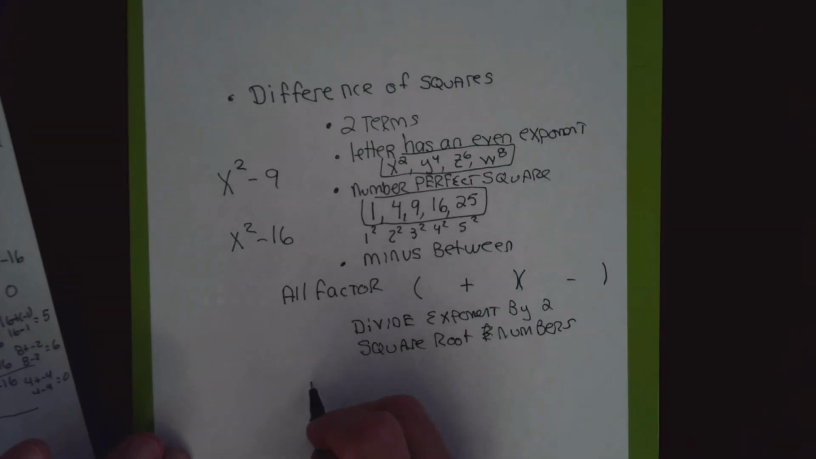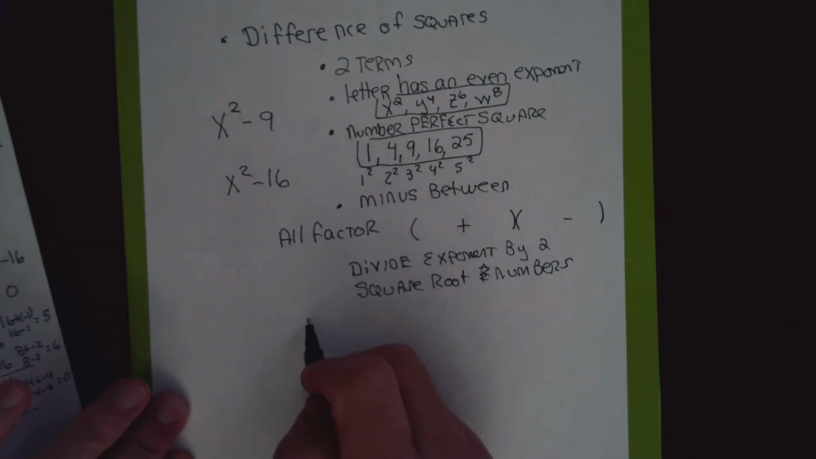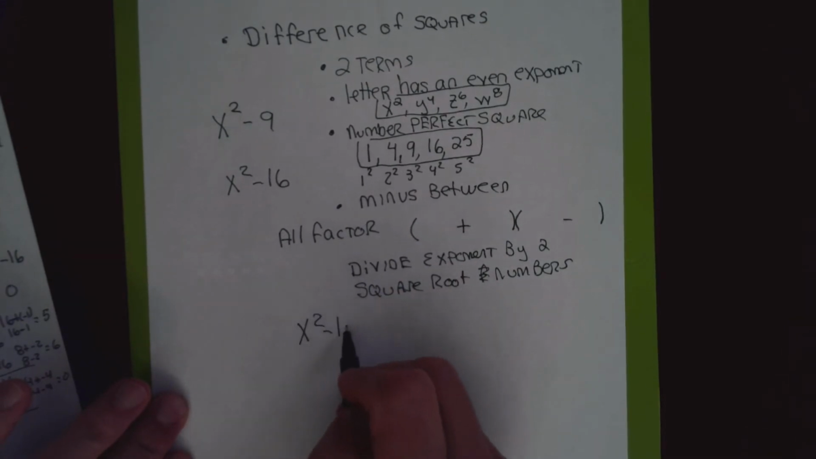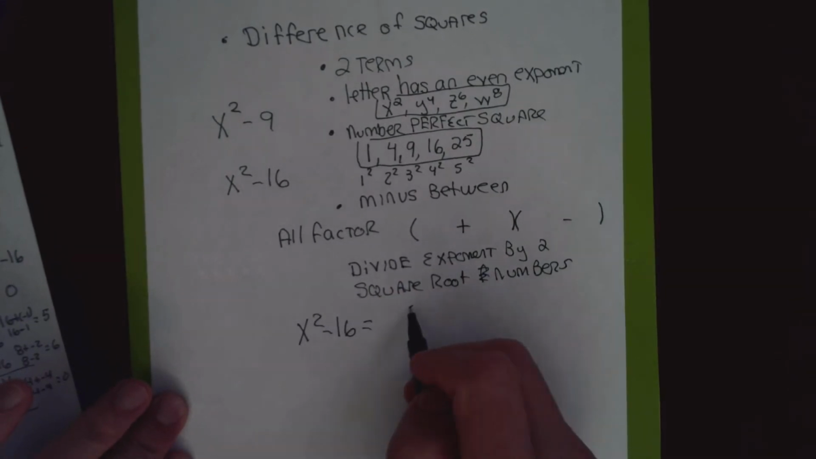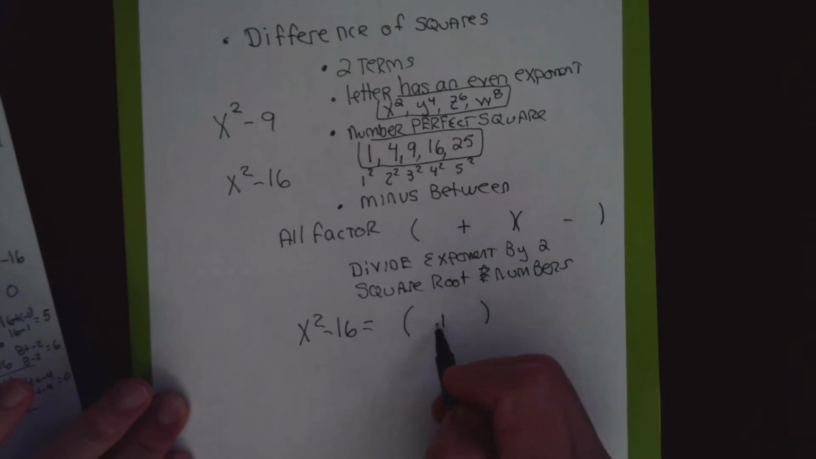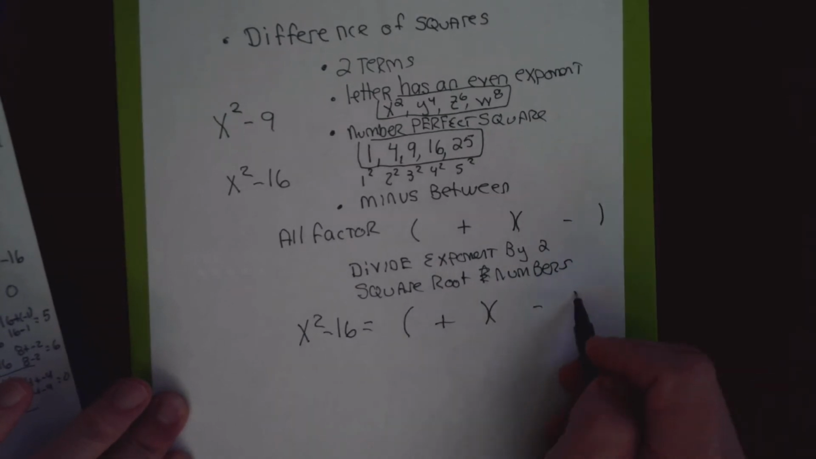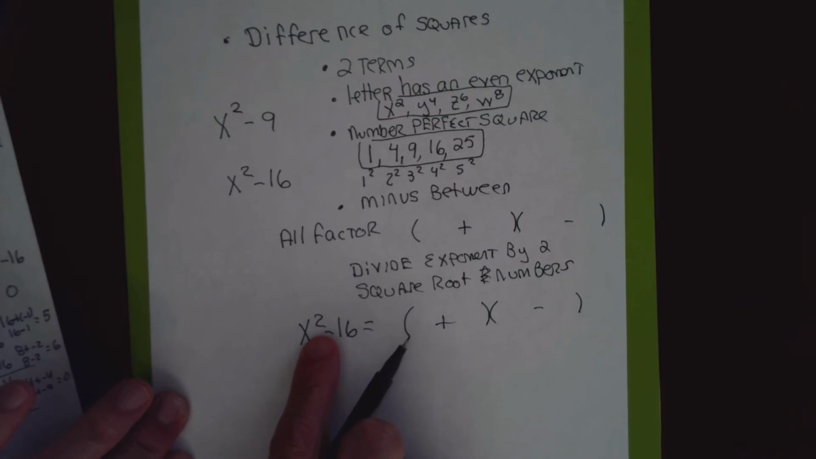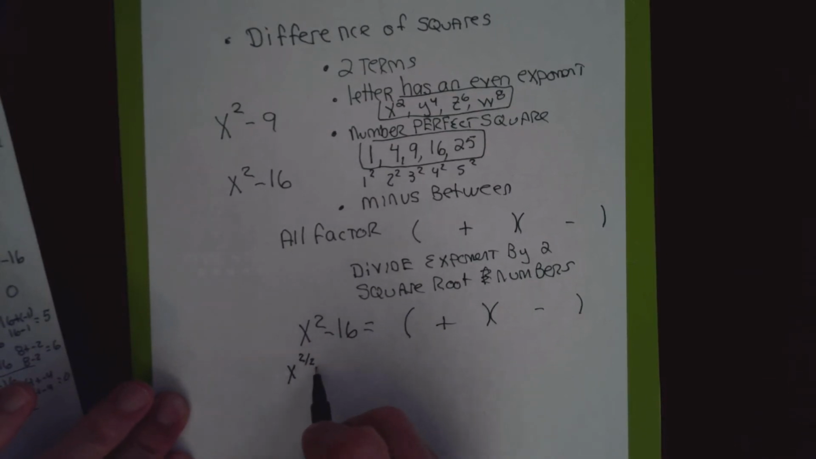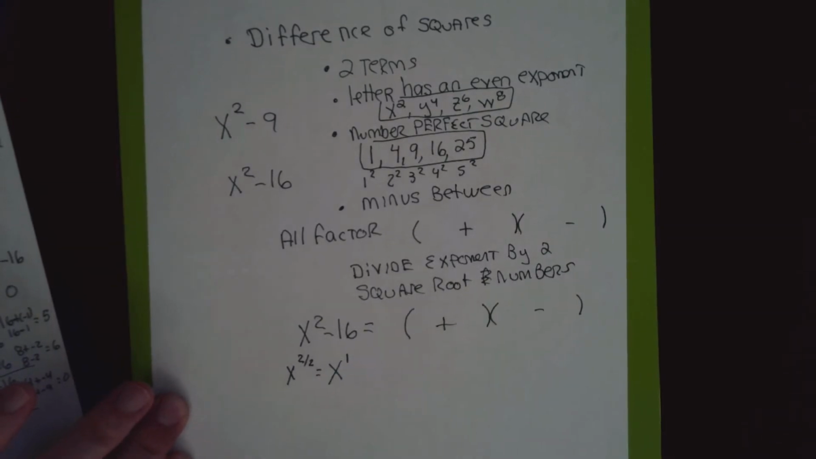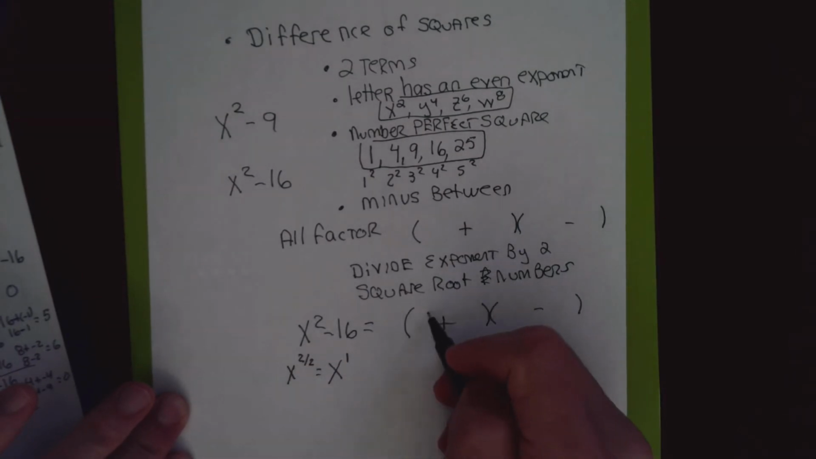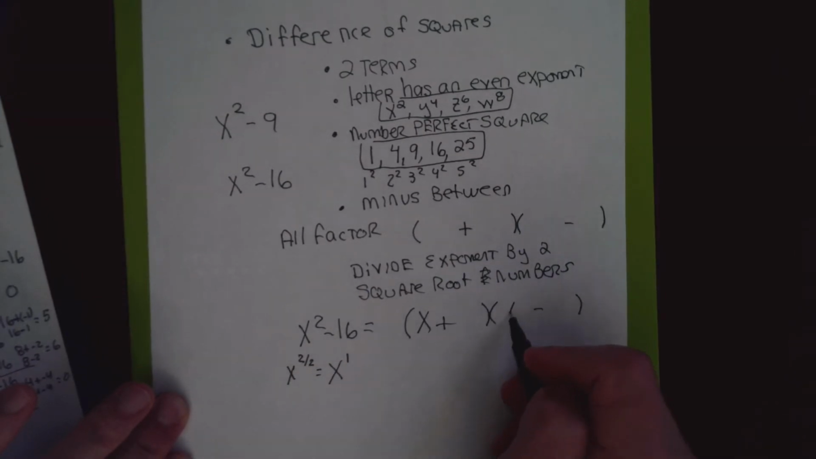So if I asked you to factor x squared minus 16, nice and easy. I'm going to create two parentheses. One's going to have a plus sign, the other's going to have the minus. The exponent for the letter, I'm going to divide by 2. So I'm going to go x to the 2 divided by 2 and get the letter for my answer. It's going to be x to the first. Because the x squared was written first, these x to the first are going to go up front.